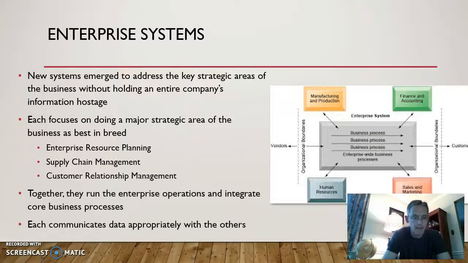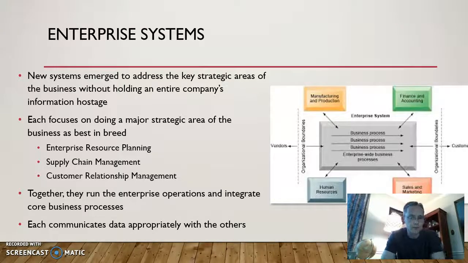So it was great in the fact that it was able to automate a lot of systems, but it struggled to adapt over time. And so what happened over time is these enterprise systems came up as Unix became more prevalent, and definitely as Windows devices became more prevalent. You didn't have to necessarily live on the mainframe anymore, and that opened up the world to a lot of software companies who could come in and develop software specifically for the environment that they were targeting. So a lot of new systems emerged to address key strategic areas of the business without holding the entire company's information hostage like the IBM mainframe used to do.